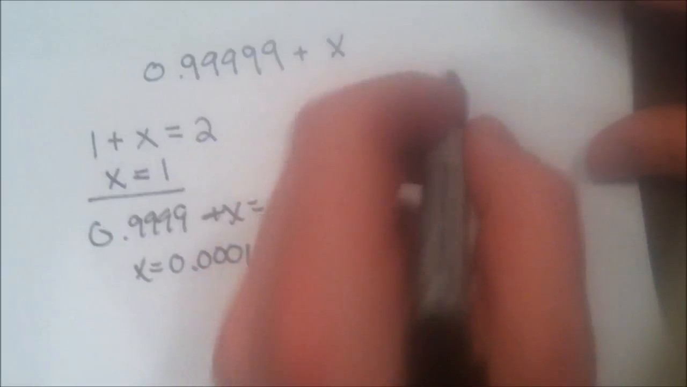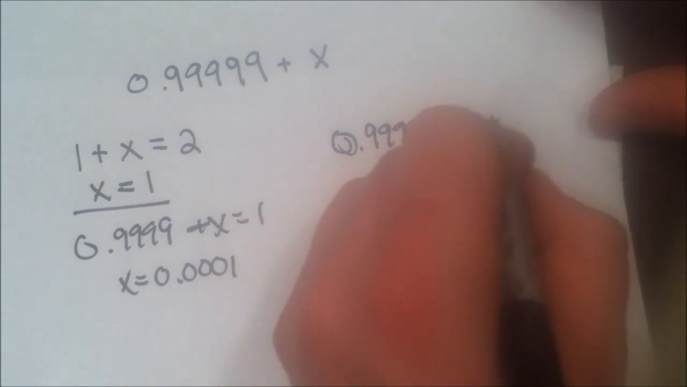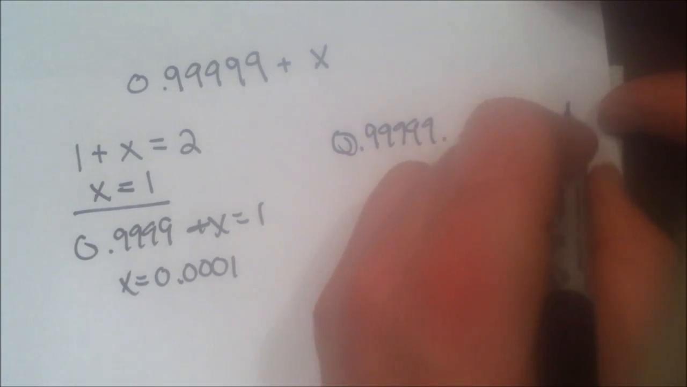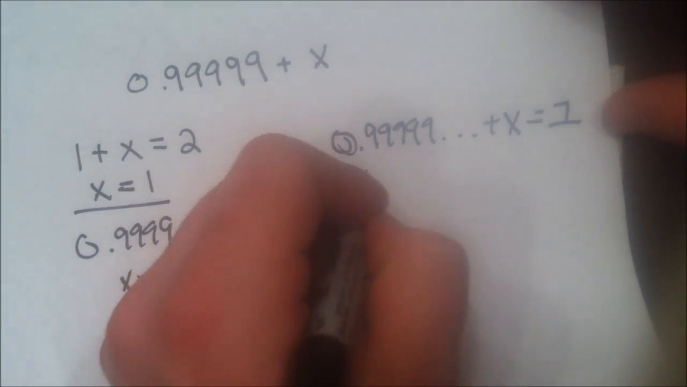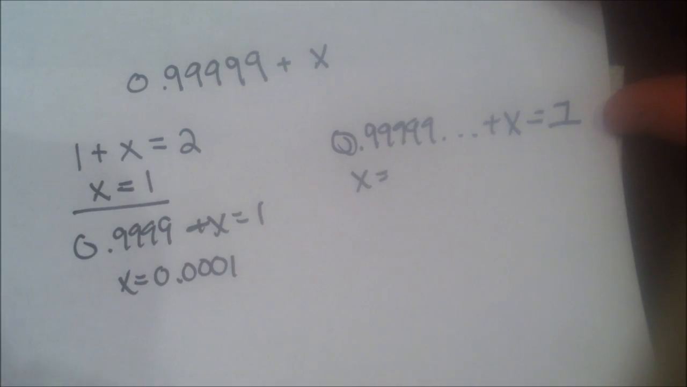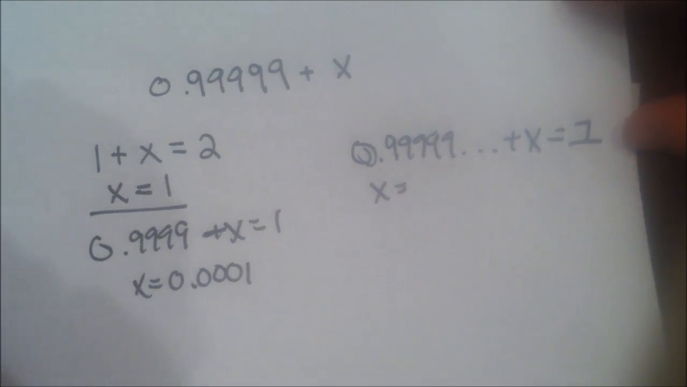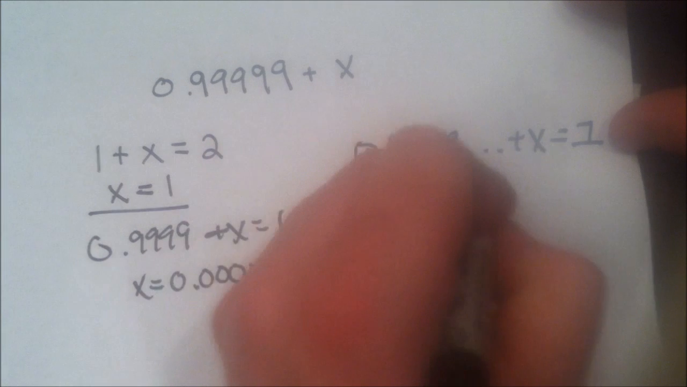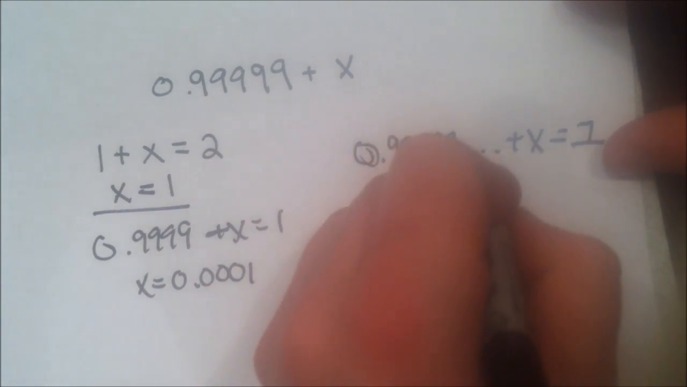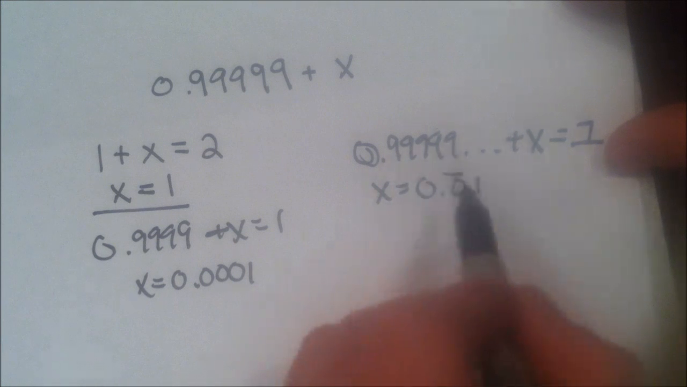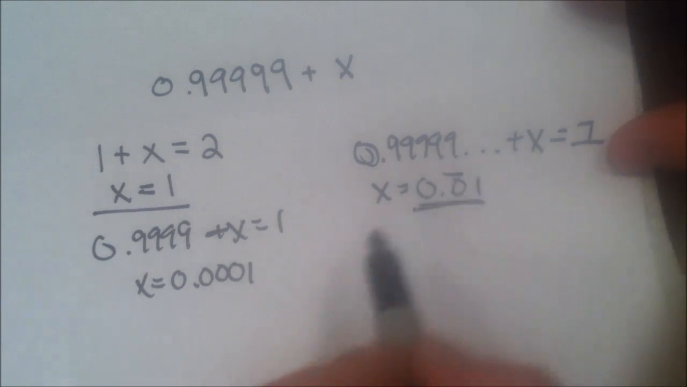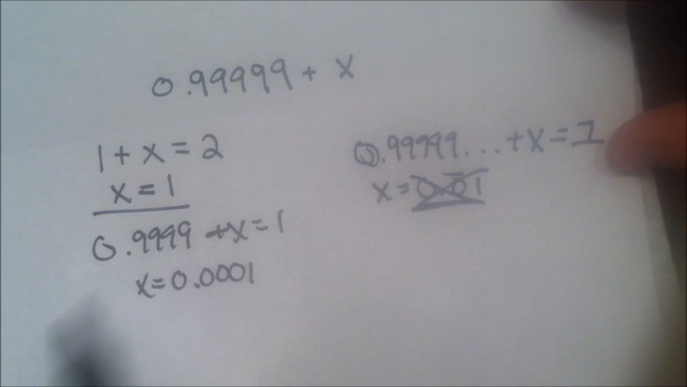0.99999 off to infinity plus x equals 1. So now let's try to find an x for it. And you can sit here and stare at this all day and you will never find a number that works. Now some of you might be saying, oh, well what about 0.0 repeating with a 1 at the end? Well, there's a problem with that. This notation, this number, does not exist. That's not a valid number.